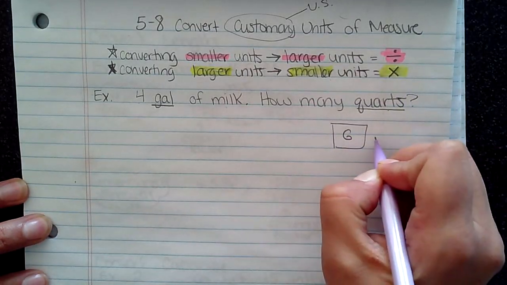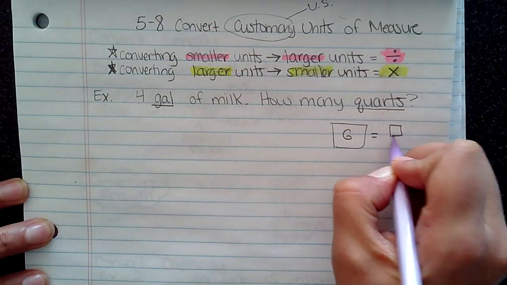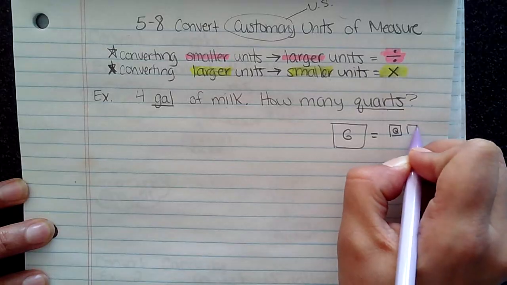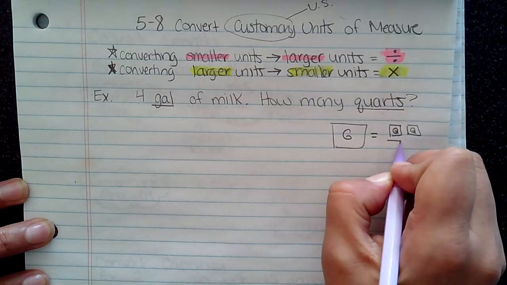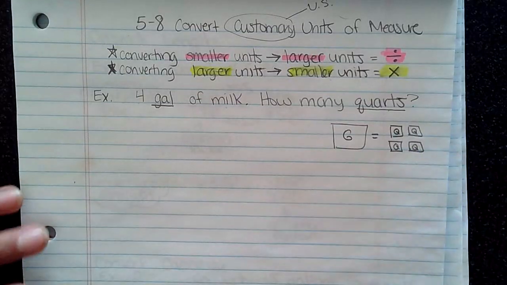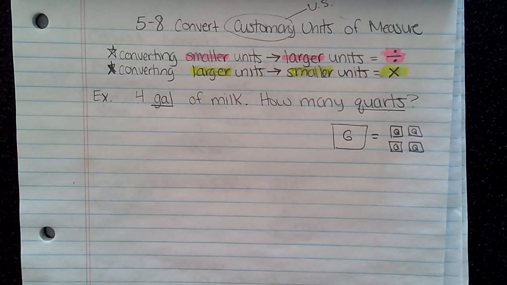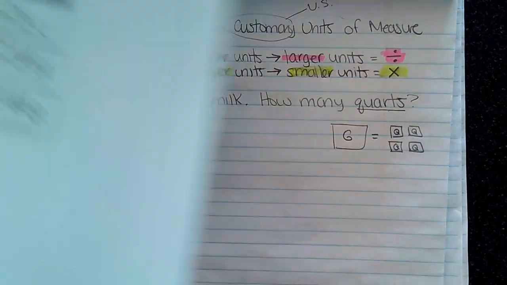So here's a gallon. I'm just drawing a picture. Here's a gallon, and here is a quart. Here's another quart, and another quart, and another quart. So quarts are actually smaller amounts than a gallon. And I need to know what the conversion factor is. So how many quarts are actually in 1 gallon?